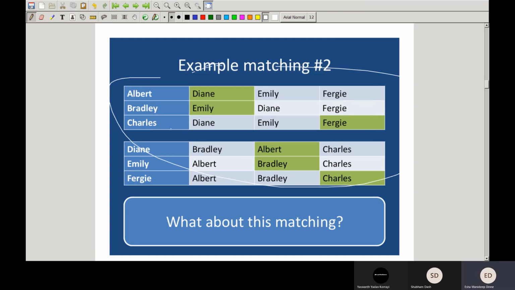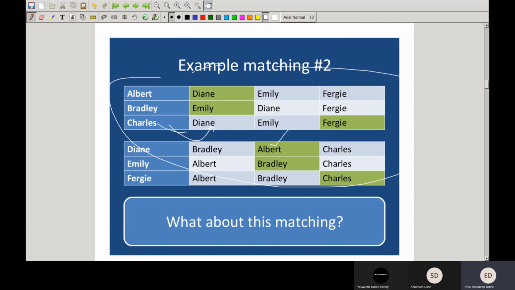Let's take a look at Charles and Diane. Diane is actually matched with Albert, who is above Charles. So this is not a blocking pair, because for a blocking pair we need both of them to prefer each other over whoever they are with currently. For them to be a blocking pair, Diane would need to prefer Charles over Albert, which is not the case. So Charles and Diane won't form a blocking pair.